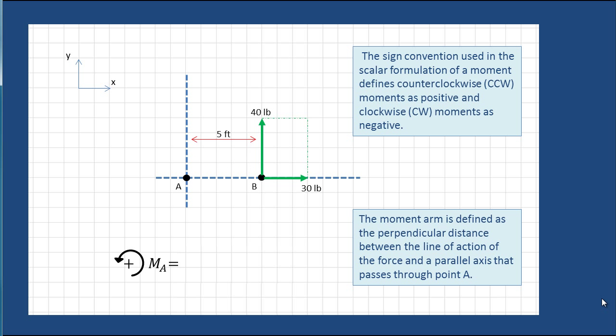Using this definition, the 40-pound force can be seen to have a moment arm of 5 feet. This force moment arm configuration results in a counterclockwise moment about point A. The magnitude of this moment is the product of the 40-pound force times the 5-foot moment arm.